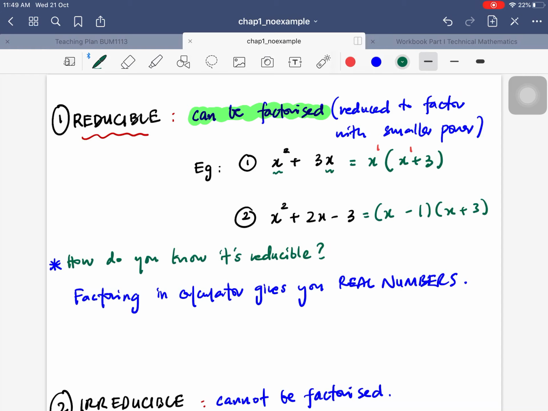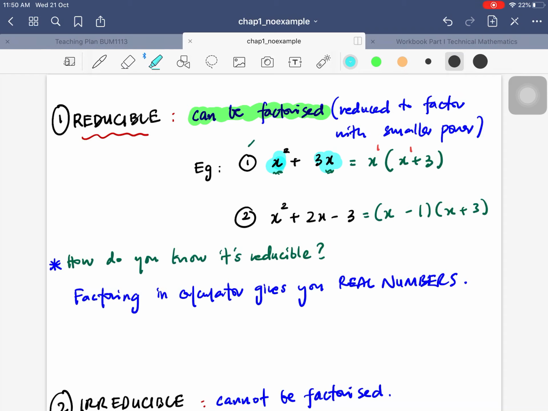Right, so how do you know it's reducible? What's the rule of thumb, so that when we have a look at that function, we can tell it's reducible first? By just eyeballing it. When you have a look at this one, you know that they have a common factor of x. So you know that it can actually be factorized. So that is going to be one way.